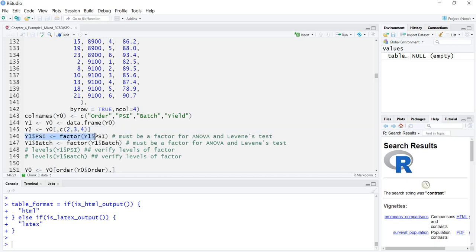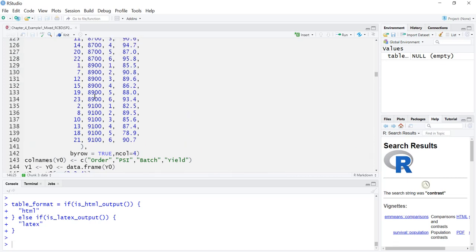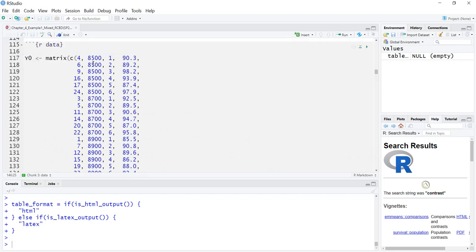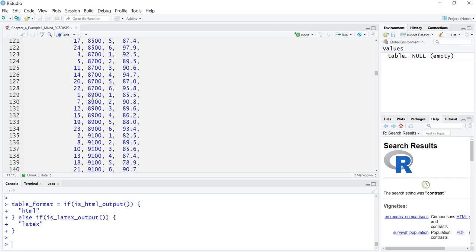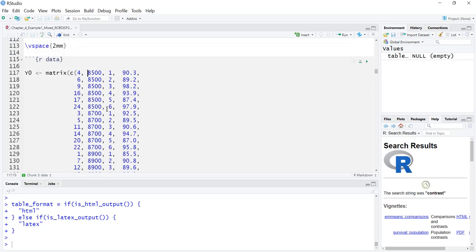Now, this is very important. The PSI, this 9100, we're not trying to use that as a number. We're using this as a factor, as a level of our variable. So we've got all these repeats, 8500, 8500, 8500. That means it's going to be a factor. And then we've got 1 through 6, which is just representing the batch.